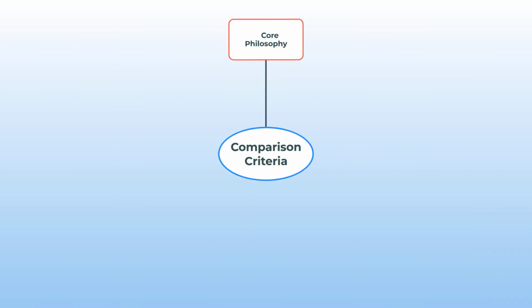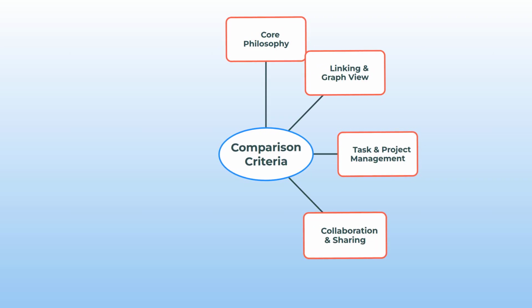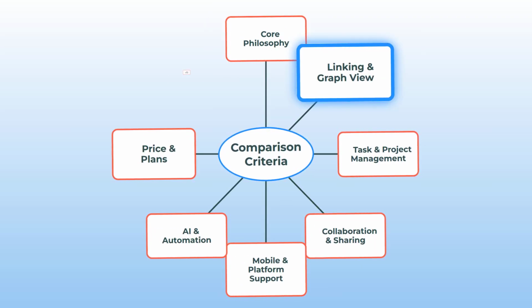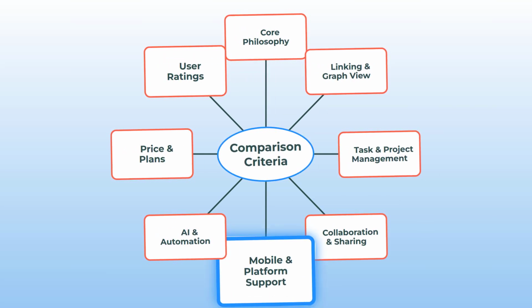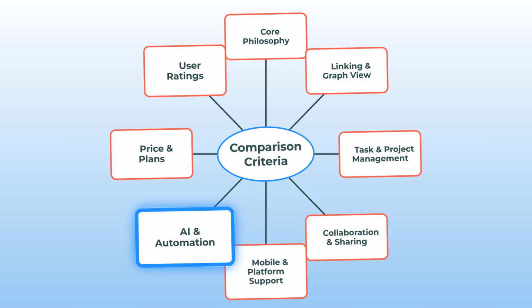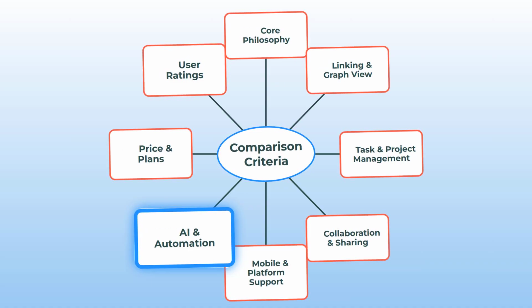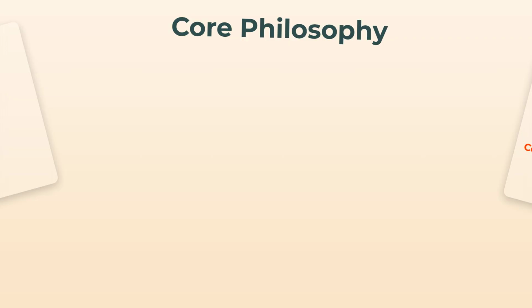Okay, here's the rundown. We're going to bounce through a bunch of categories. Think core philosophy, linking and graph views, project management, all that jazz. And yes, there's stuff like collaboration, mobile support, AI magic, pricing, and what everybody else is actually saying. Picture a mind map branching out with all those, so you know exactly what's coming up. Let's kick things off with core philosophy.